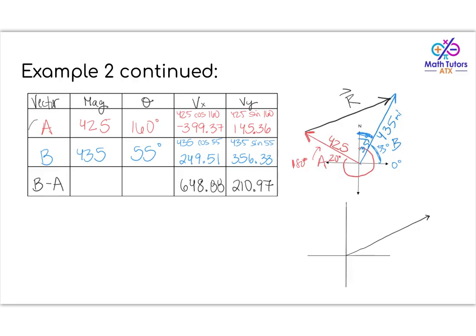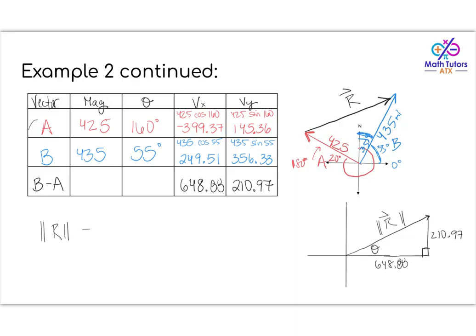So I'm just going to look at just the resultant here in a new crosshairs, like a new origin here. And I just want to remind you that, again, if this is our resultant, the x value here is 648.88, and the y value is 210.97. So to find the magnitude, you're just looking at Pythagorean theorem. And then to find theta, we're going to use the inverse of y over x, the inverse tangent.